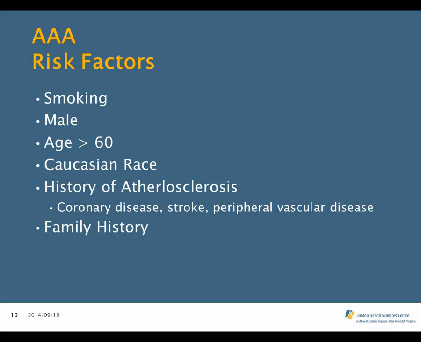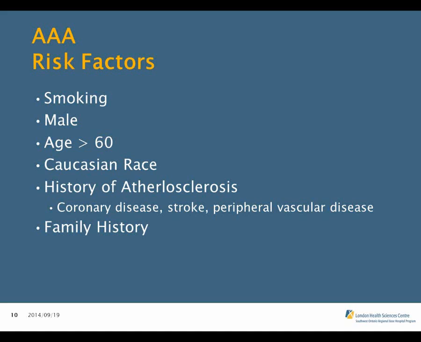What are the risk factors for AAA? Smoking certainly is one of the largest risk factors. In males, the condition is more prevalent, as well as age greater than 60. Caucasian race is another risk factor, as well as a history of atherosclerosis. So if they have diseases like coronary artery disease, stroke, or peripheral vascular disease, that means that they just have poor arteries throughout their entire body, and therefore they're at higher risk of developing a AAA.